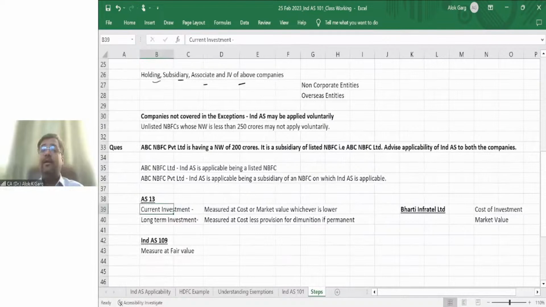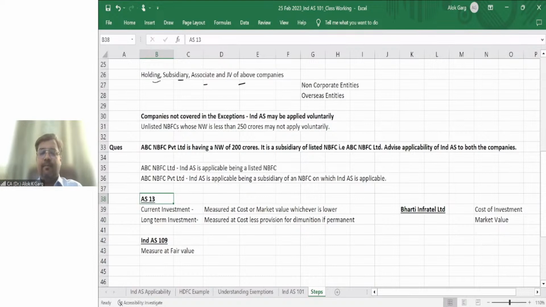Why was it one of the biggest differences? It was one of the biggest differences because of the different provisions under accounting standard and Ind AS with respect to measurement of investment, right? So this difference was there in every company.